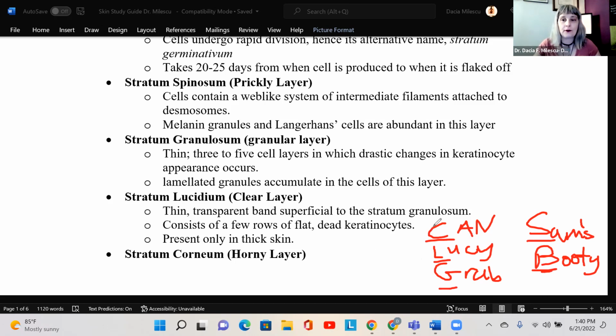So can stands for stratum corneum, the outermost layer. Then comes stratum lucidum, which is right below stratum corneum. But stratum lucidum is this translucent layer that's only found in the palms and soles of the feet. Stratum granulosum, stratum spinosum, and stratum basal. So the mnemonic, can Lucy grab Sam's booty?